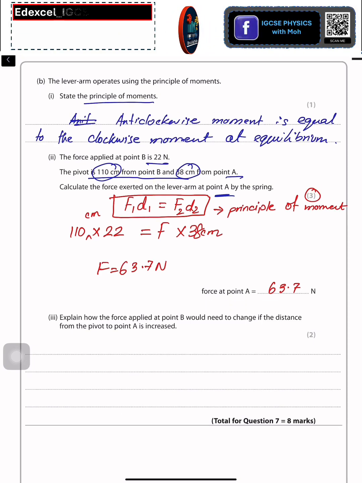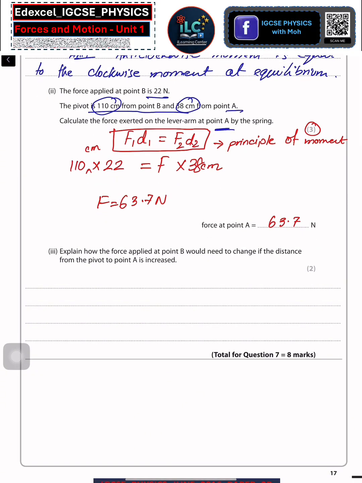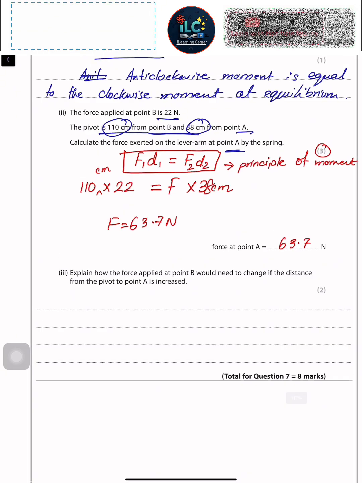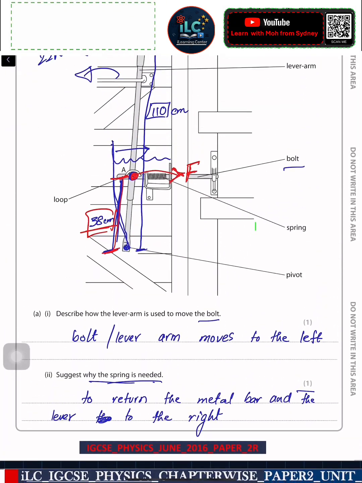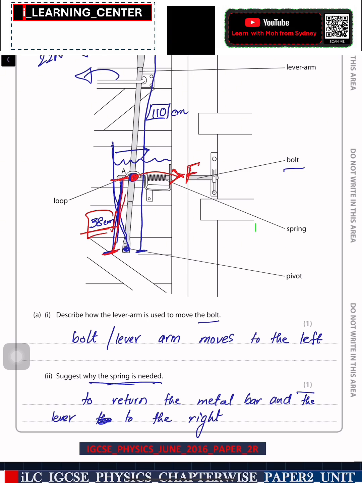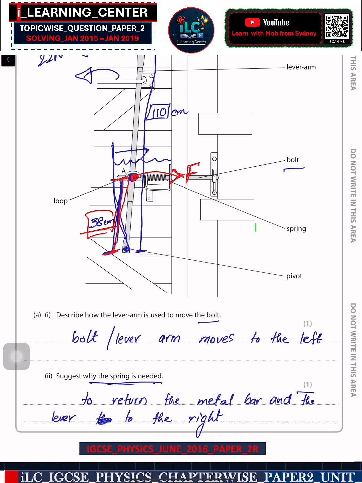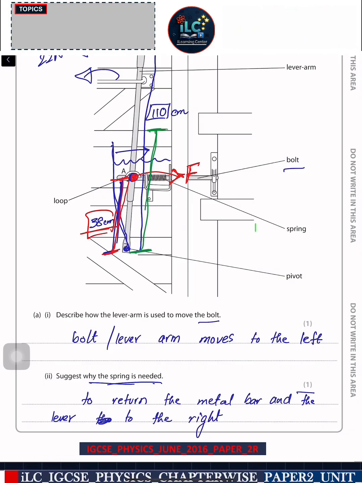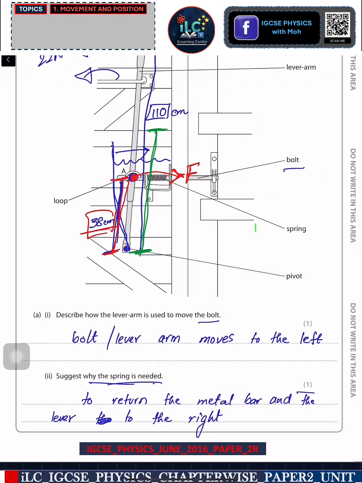So the next question here is asking you to explain how the force applied at B would need to change if the distance from the pivot of A is increased. So what they're saying is if this distance increases, the red distance, let's say now it's not here, let's say now it's this way, that means the distance has increased.